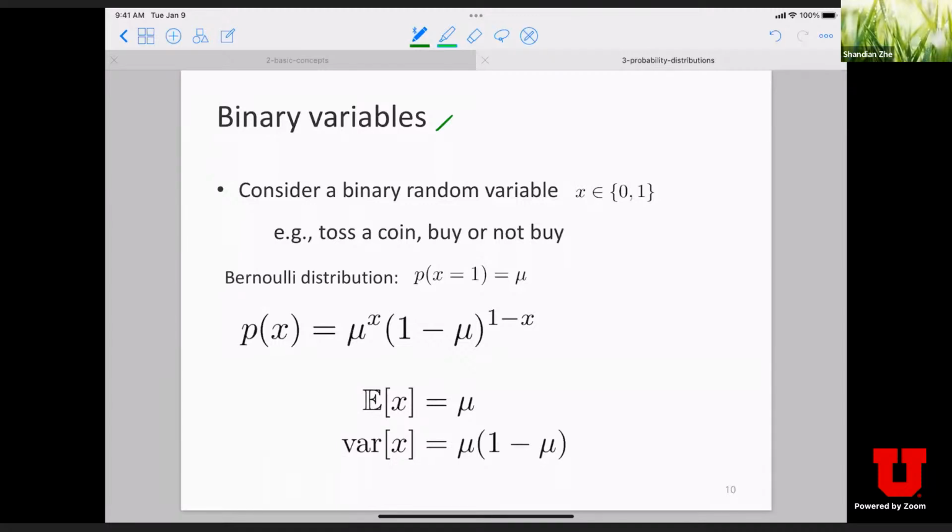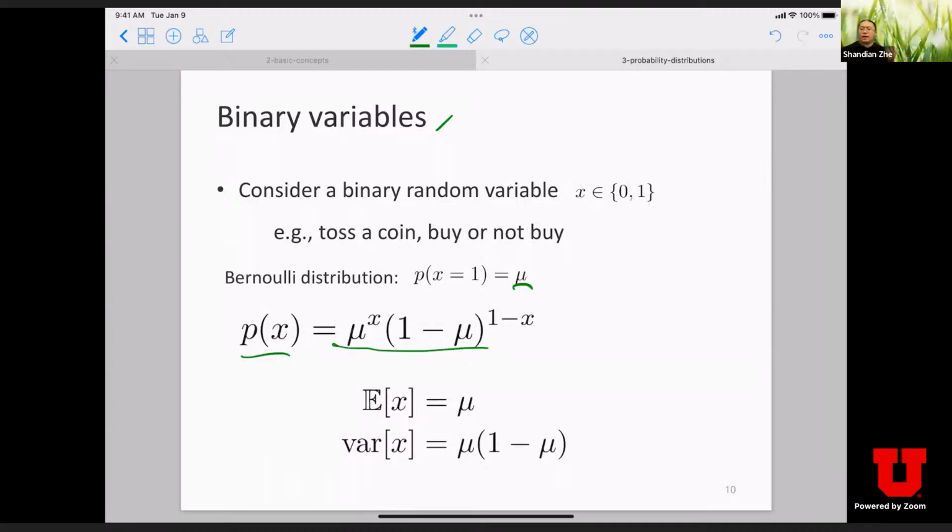Bernoulli. Bernoulli is just like tossing a coin. If you get heads up, it's 1. If you get tails up, it's 0. The outcome is either 1 or 0. It's very straightforward. I'm going to assume the probability you see 1 is mu, and then the probability you see 0 is 1 minus mu. Then I can write down the probability density function as this.